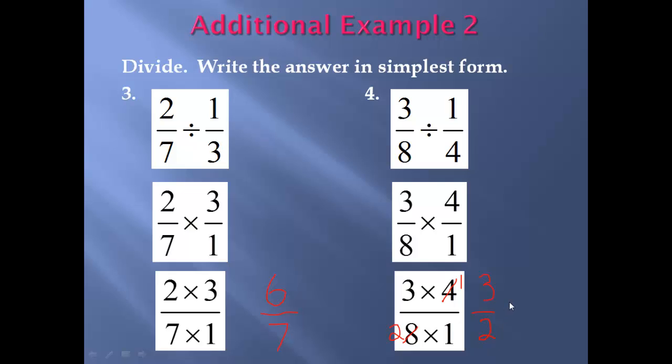Now I can make this into a mixed number. So to make this into a mixed number, I'm going to do the numerator divided by the denominator. 2 goes into 3 one time, and 1 times 2 is 2. When I subtract 3 minus 2, I will get 1. So my answer is going to be 1 and 1/2. So 3/2 is equal to 1 and 1/2.